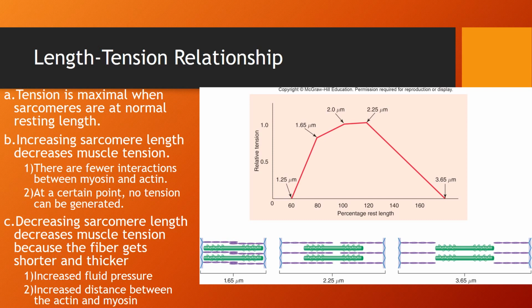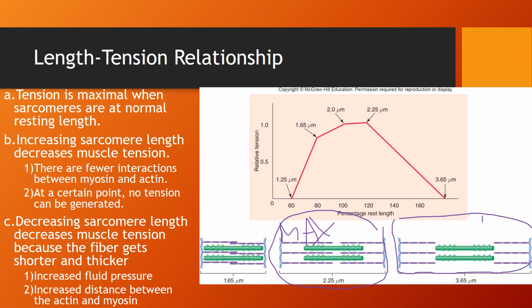So when we talk about the sarcomere and how this relates to muscle strength, let's look at the difference in composure of it, okay? Tension is going to be maximum when the sarcomeres are at normal resting length. So this one represents the max, okay? Because here we're looking at normal rest. Then an increase in length will decrease the muscle tension. And so this is when we have lengthening of the muscle, okay?